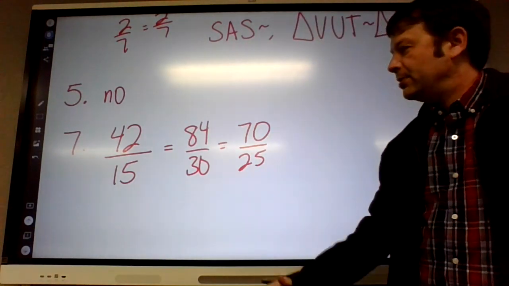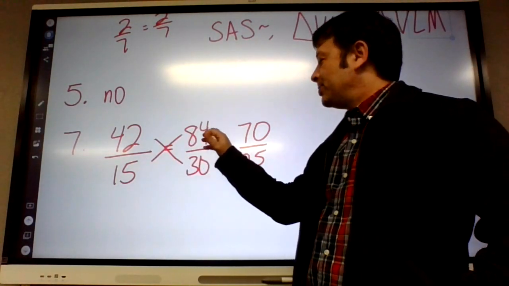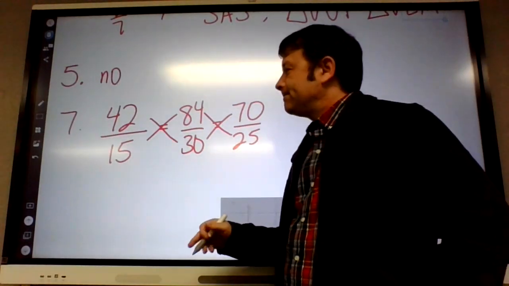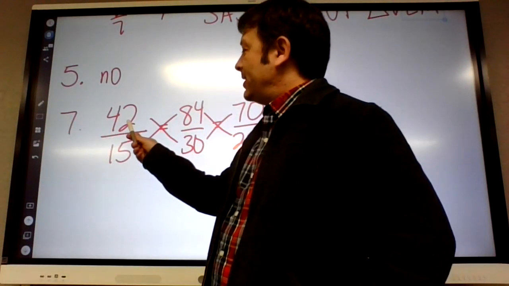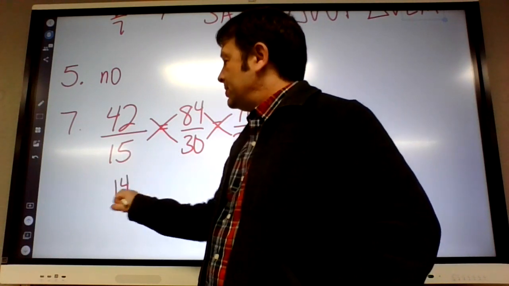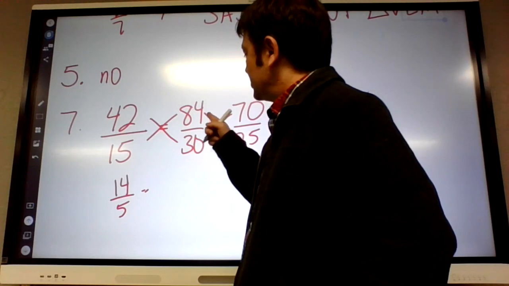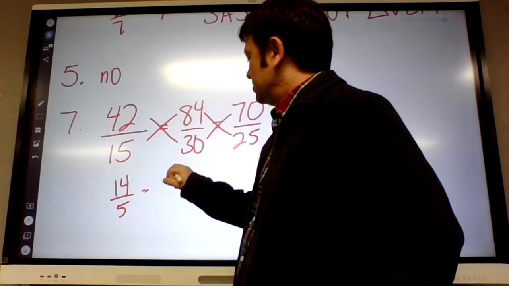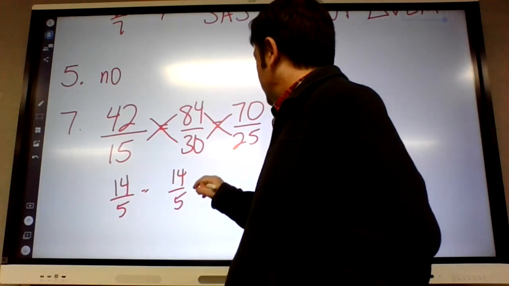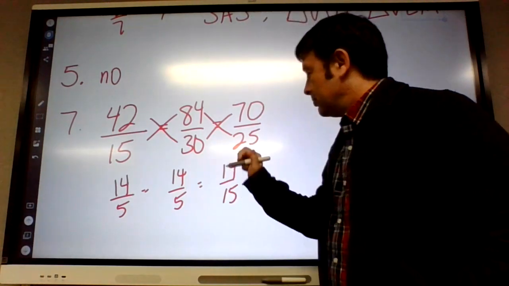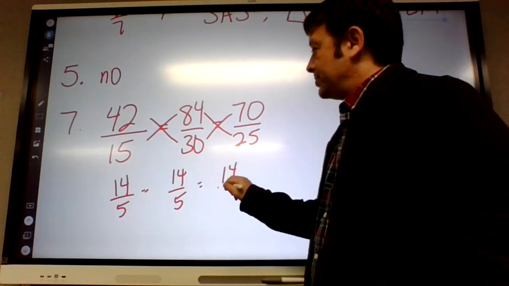You can divide them all. You could cross multiply twice and see if those both work. Or see, if you divide that by 3, you get 14 over 5. If you divide that by 6, you get 14 over 5. And you divide this by 5, and you get 14 over 5. So yeah, they are all the same.